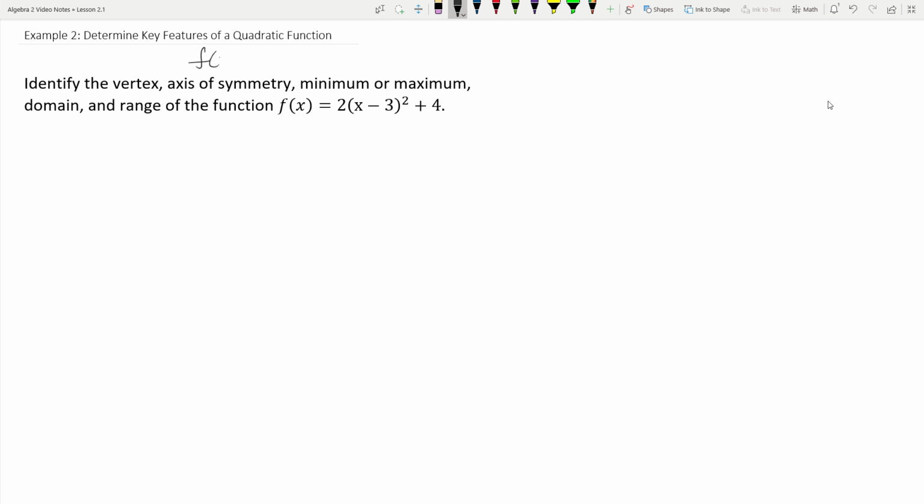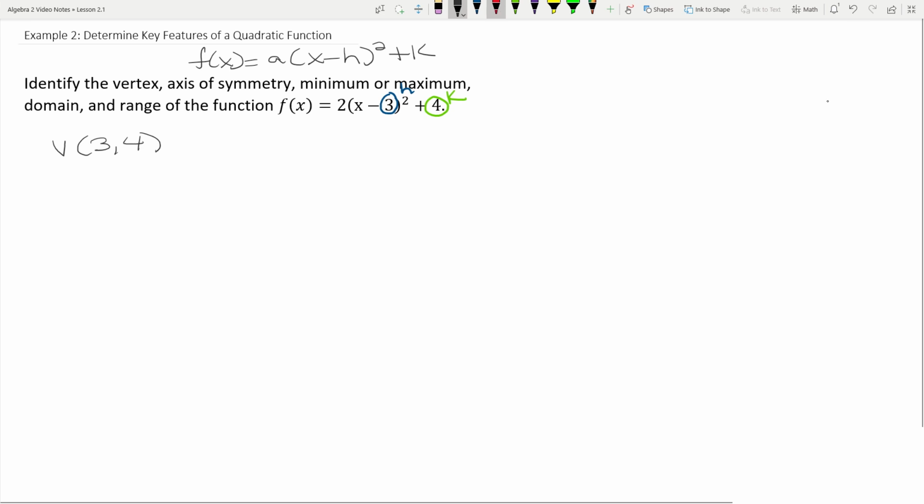So the vertex form is f of x equals a times x minus h squared plus k. So our vertex here, if we circle these guys, this is my h and this is my k. So we can easily identify the vertex. The vertex is going to be given by 3, 4. All right, so we know that this is my a. And that's going to tell us the stretch and all that stuff. Okay, so let's look at the axis of symmetry now. So axis of symmetry is pretty straightforward. So axis of symmetry.